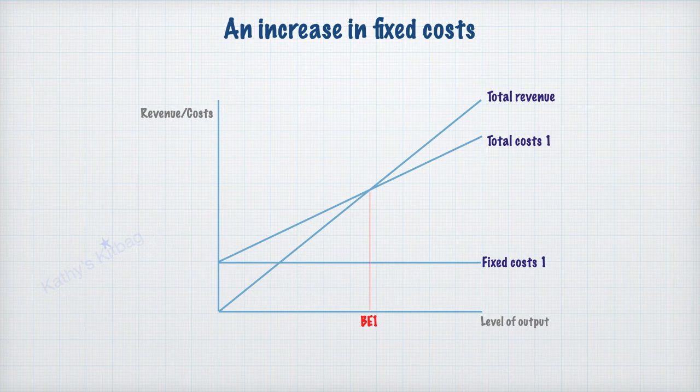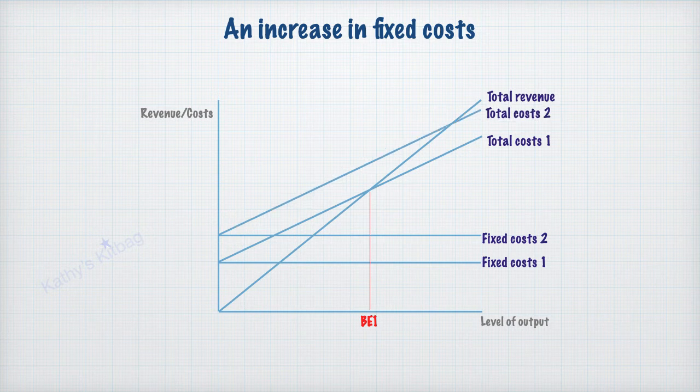So here's our familiar chart with our break-even point indicated. Now what we're going to look at is drawing in a new fixed cost line, which is higher than the original, so fixed costs have increased. This will then have a knock-on effect on the total costs, because the variable costs will start from when that new line meets the vertical axis, so our total costs will be higher.